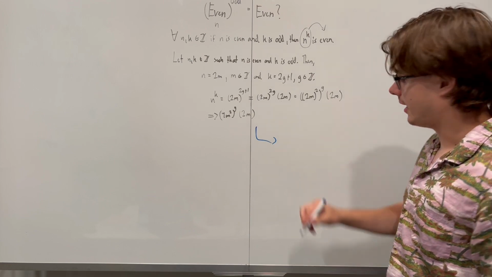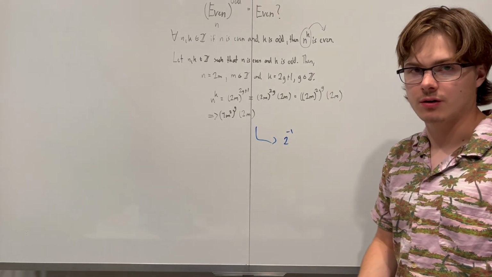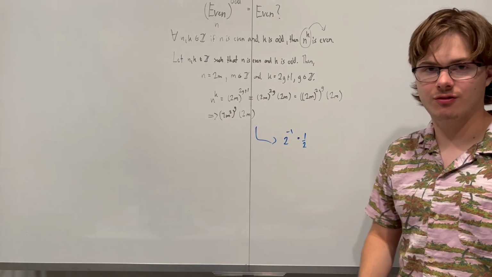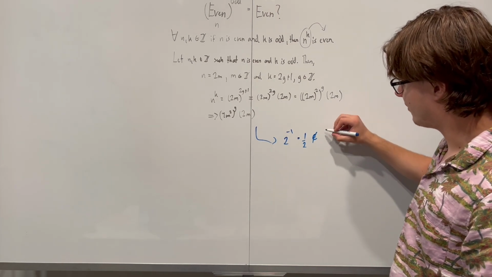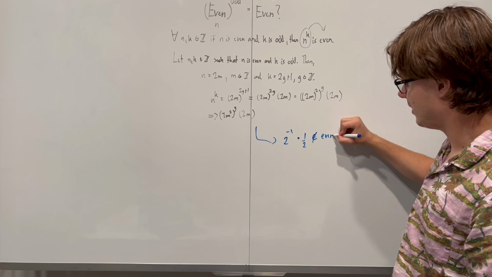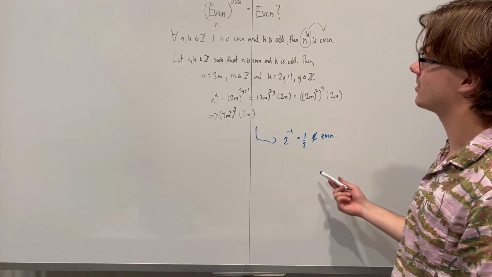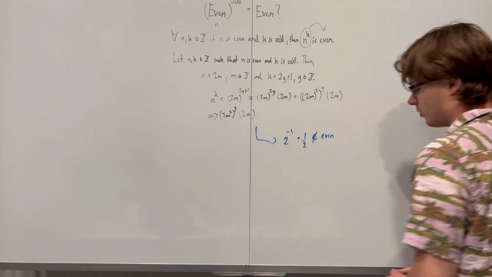I did 2 to the power of 1, but I didn't try 2 to the power of negative 1. 2 to the power of negative 1 is 1/2. And 1/2 is not, in fact, even. So this statement's actually false. Okay, that's fine. This is exactly what proof writing is about.